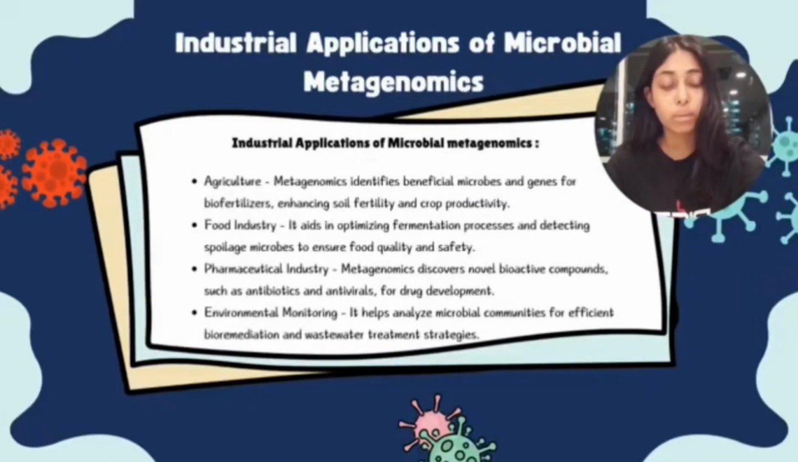Moving on to the industrial applications, you can first see agriculture. In agriculture, metagenomics helps us unlock the hidden potential of soil microbiomes and also enhances soil fertility, fixes nitrogen, and promotes crop growth. It also helps in developing natural biopesticides, all in all paving the way for precision agriculture where farmers can cultivate healthier crops while reducing chemical inputs.